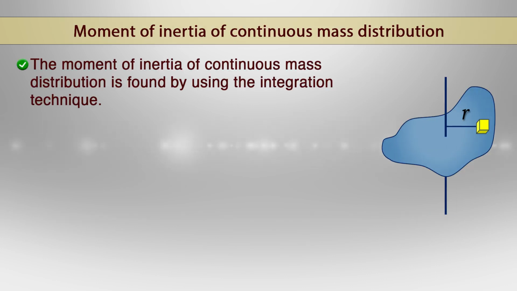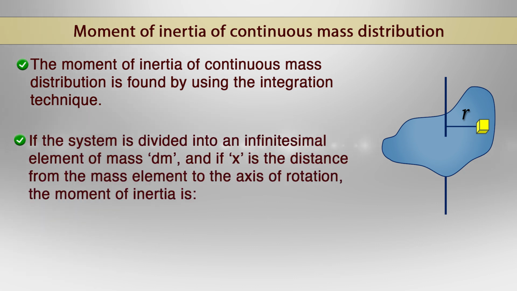Now, if we wish to calculate the moment of inertia of a continuous mass distribution, then it is found by using the integration technique. If the system is divided into infinitesimal elements of mass dm, and if r is the distance from the mass element to the axis of rotation, then the moment of inertia is given by I equals integral of r squared times dm.